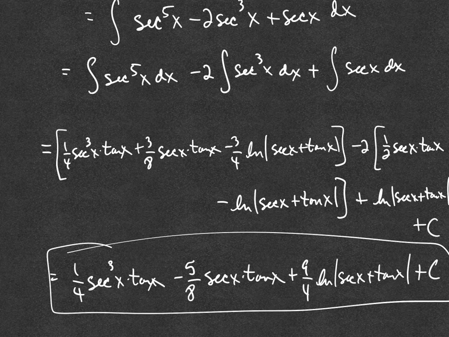But again, maybe I'll put this in red just to emphasize it. Right here, again, what we would do is use the power reducing formula for secant to go from the integral of secant to the fifth, to go from the integral of secant to the third, and I guess the last one is just one of our basic rules. Okay? So that's going to be the end of section 3 for us.